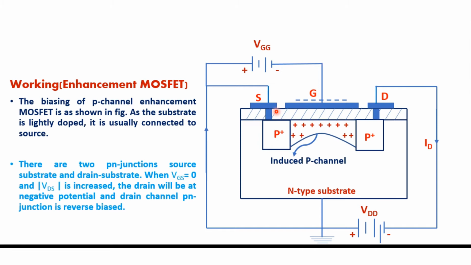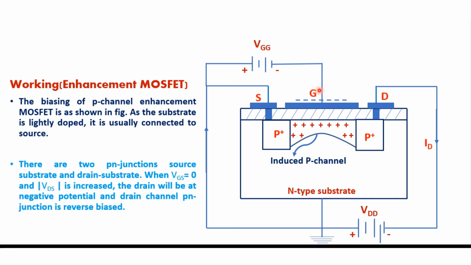So this is how this enhancement MOSFET works. Here we have to consider three cases. We have already discussed the first case, when gate to source voltage is equal to 0 volt. In the second case we discussed when gate to source voltage is negative, and in the third case we discussed where gate to source voltage is greater than threshold value and drain to source voltage is increased. So this is how the enhancement MOSFET exactly works.